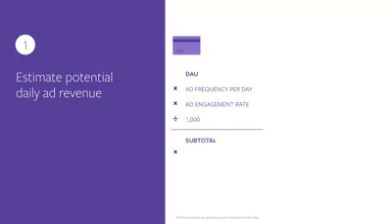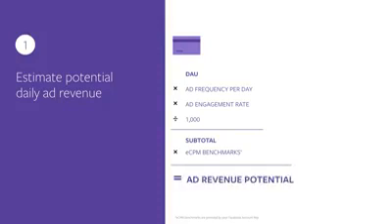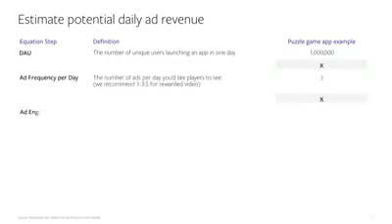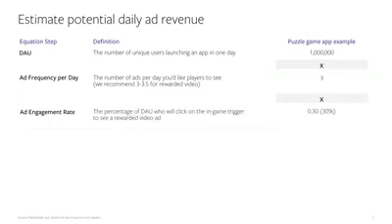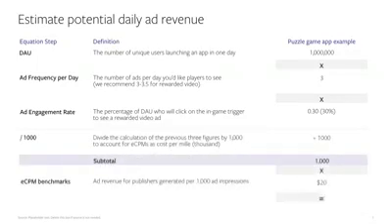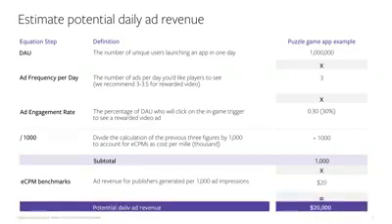This table helps us walk through each step of the equation to estimate your potential daily ad revenue. We also recommend using rewarded video for initial game tests, so you'll see that reflected in our example. Set your daily active users to 1 million, an average ad frequency per day to 3, and set a 30% rate of daily active users who will click on an in-game trigger to see a rewarded video ad. Once we set this information, we follow the equation through to get a potential daily ad revenue of 20,000.